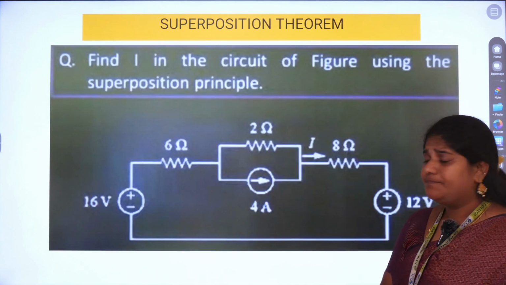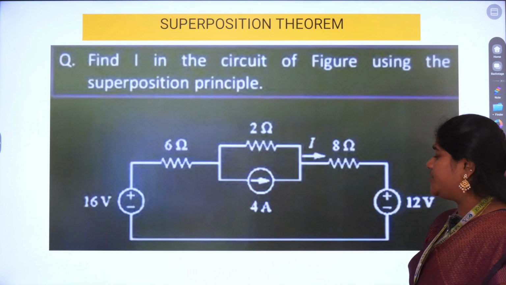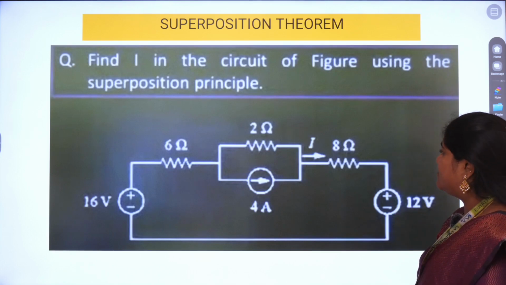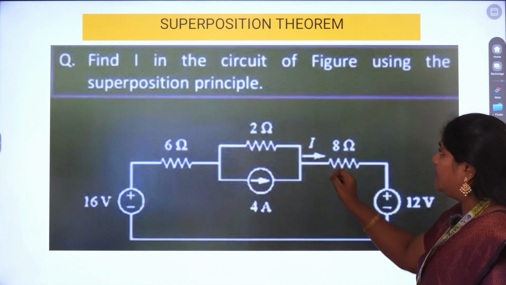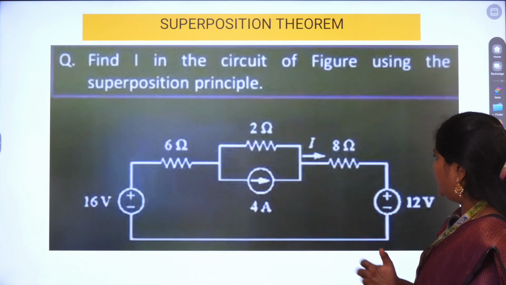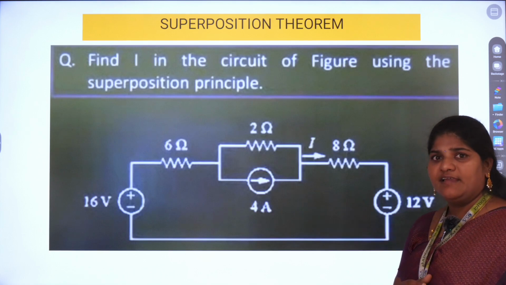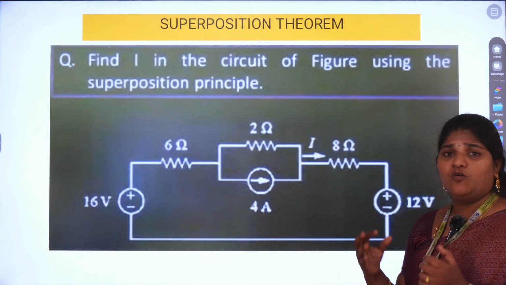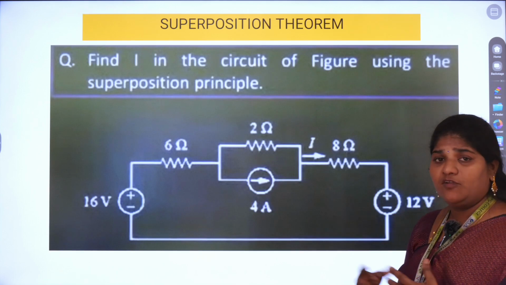Coming to the next one, here is also a simple, as you can see, very simple network where we are supposed to find the current I flowing through this 8 ohm resistor, right? Just by looking at the circuit, one can easily say what is the purpose of the superposition theorem in finding this current. I can go for writing KVL, I can go for KCL.